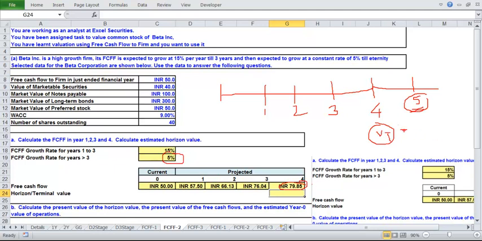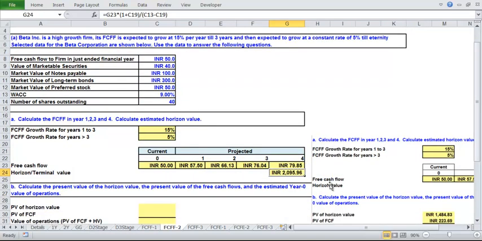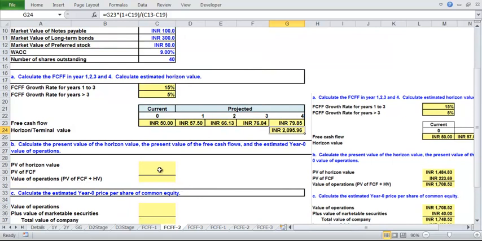That will be divided by the WACC minus the growth rate. So it will be free cash flow in the 5th period divided by WACC minus the growth rate. So we'll compute, it will be equal to this into 1 plus 5% divided by WACC, which is 9%, minus the constant growth rate. Right? So we have got 2095 as the terminal value. Now what we are interested in is computation of the present value of this terminal value.